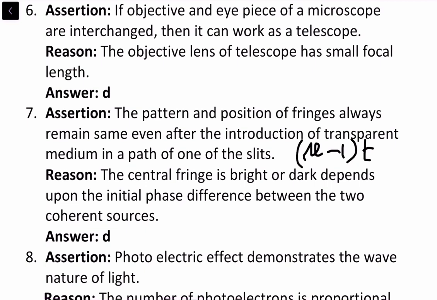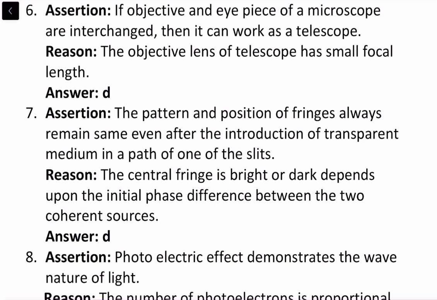This is also wrong. In Young's double slit experiment, in the interference pattern, we always have a bright fringe in the center. So the central fringe being bright or dark depends upon the initial phase difference between the two coherent sources? No, this is also wrong. Therefore the answer is D, that is both are wrong.